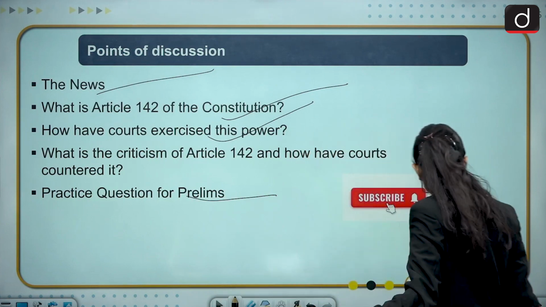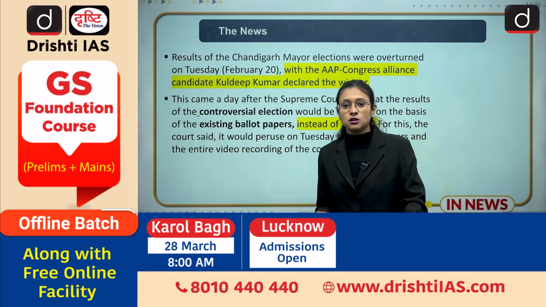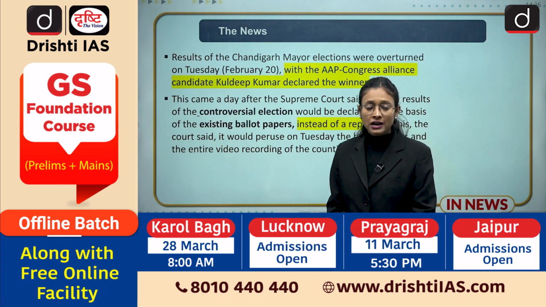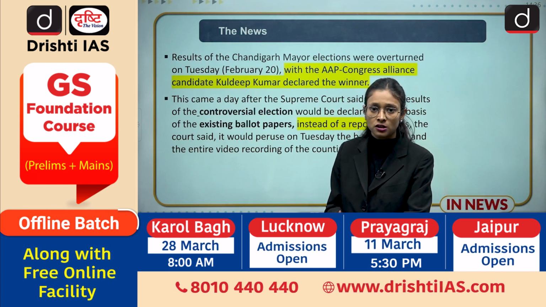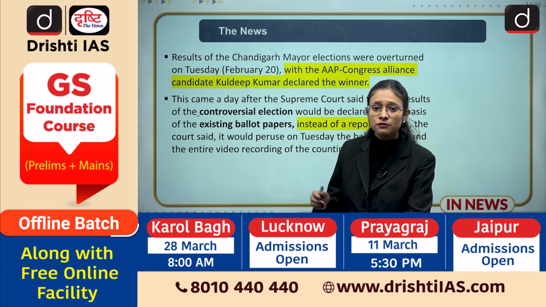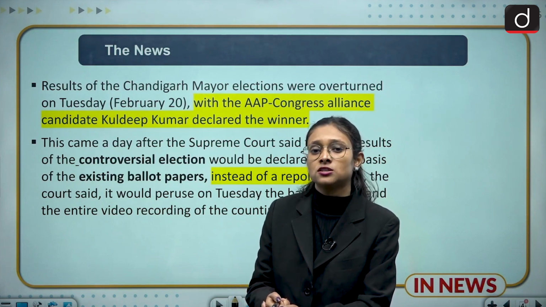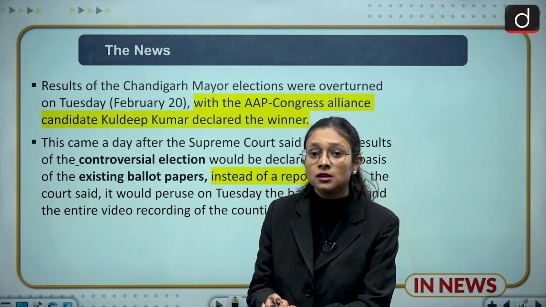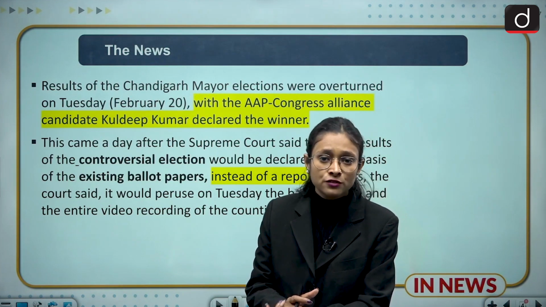Moving to the news part. On 30th of January, there was a Chandigarh mayor poll, and we have seen that the presiding officer of that poll was doing something with the ballot paper, and the video went viral. After that CJI Chandrachud gave his opinion that the ballot paper may have been defaced and this is a murder of democracy.